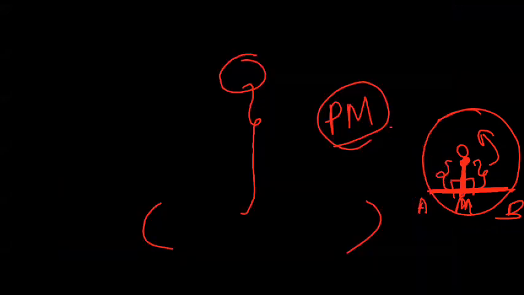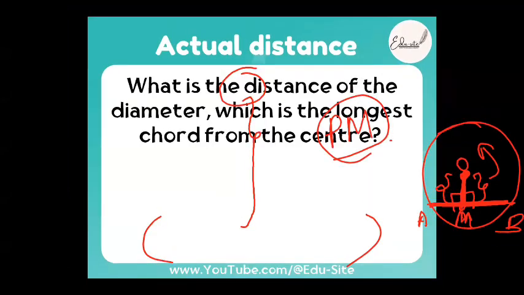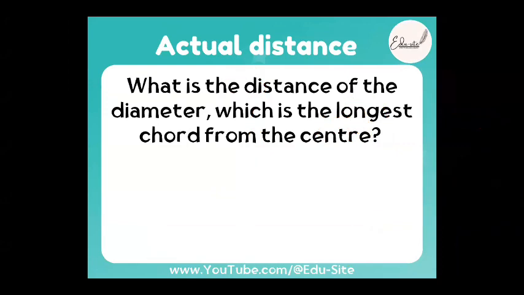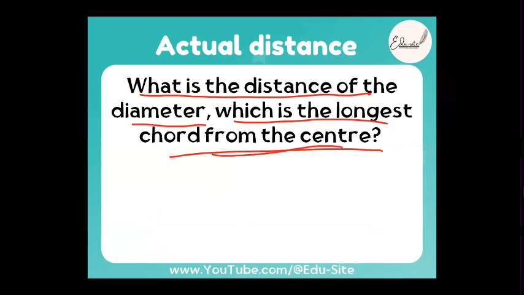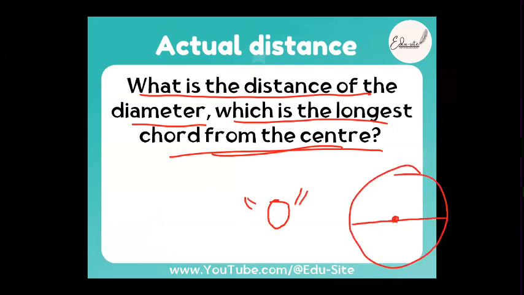And next we had about the distance of the diameter, which is the longest chord, from the center. What is the distance of the diameter from the center? Is it not 0? Distance of diameter from center. The diameter lies on the center, so there is no distance from the center, correct?